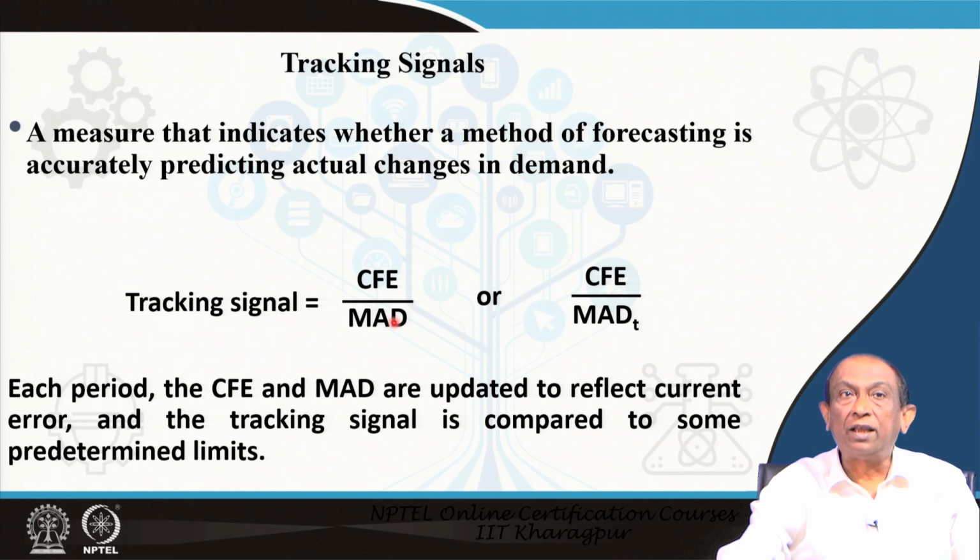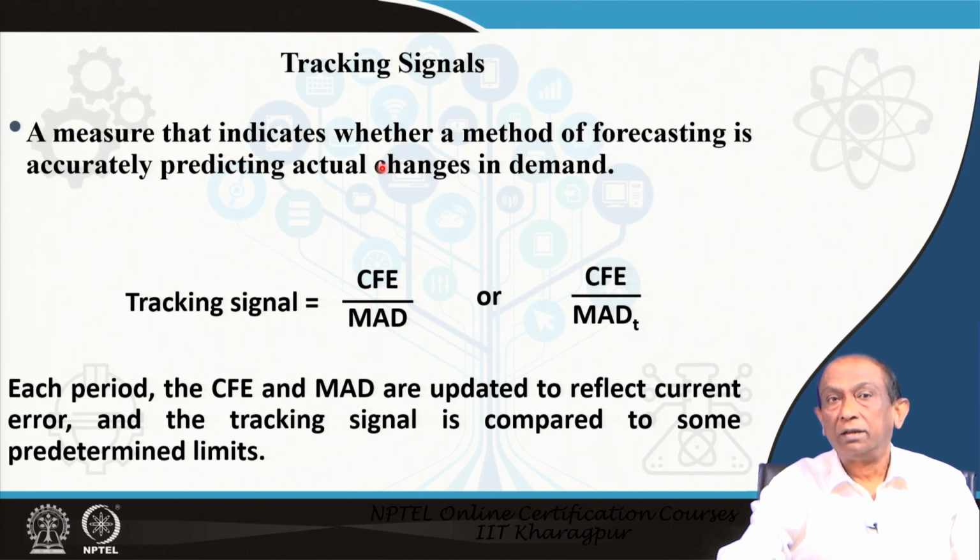So, tracking signal is a measure that indicates whether a method of forecasting is accurately predicting the actual changes in demand. That means, whether the forecasting system is stable and consistent or not. So, the tracking signal has been defined as the ratio of the cumulative forecasting error divided by the mean absolute deviation.